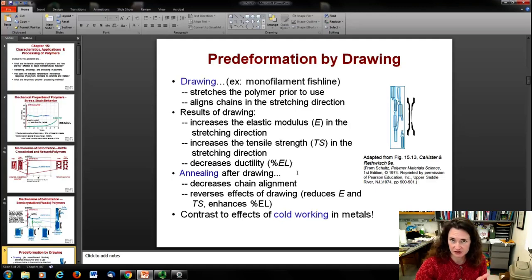Remember, those two things are flip sides of the same coin. If you anneal it or heat it after you do that drawing, of course you're going to reverse a lot of those effects. And this is very similar to the idea of cold working in metals.